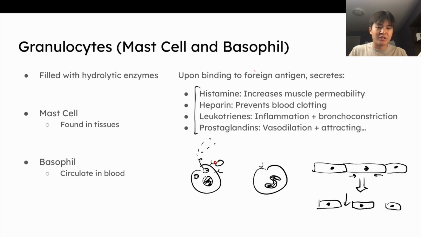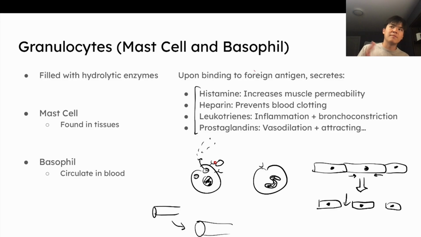Now, prostaglandins cause vasodilation, right? And vasodilation, if you imagine a blood vessel in general, it'll make it bigger. All right, that's what vasodilation does, and so more blood will be flowing, meaning more cells, more volume, right? So that's great for the immune response. And now prostaglandins also attract certain immune cells, and we're going to talk about what these immune cells are right now. So that's what mast cells and basophils are. Great, they release these molecules.